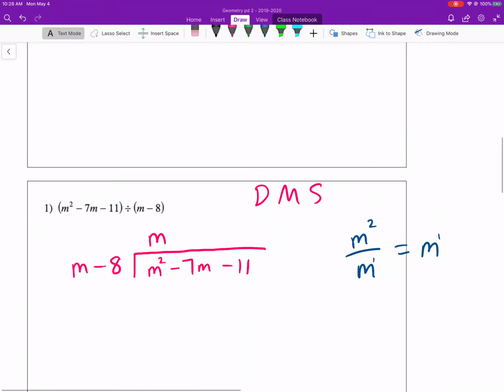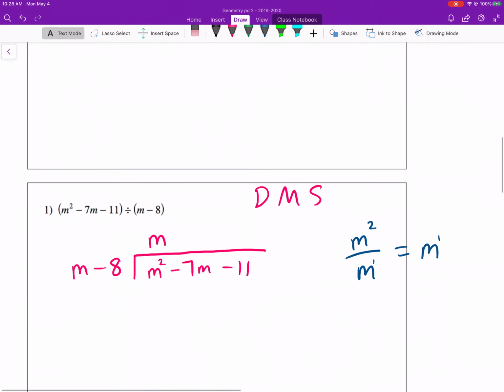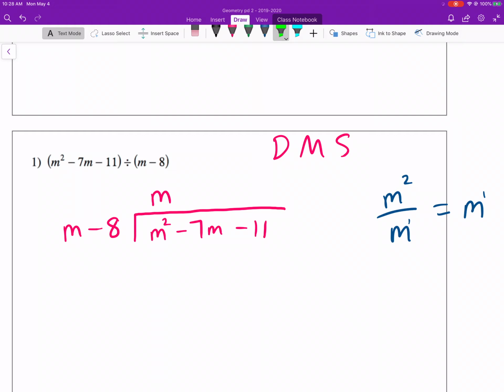Now, multiply. Remember, when you multiply, whatever you just got, you throw it up top, and you end up multiplying it by everything on the outside now. So this would be m times m, which is m squared, and then m times negative 8, which is negative 8m.